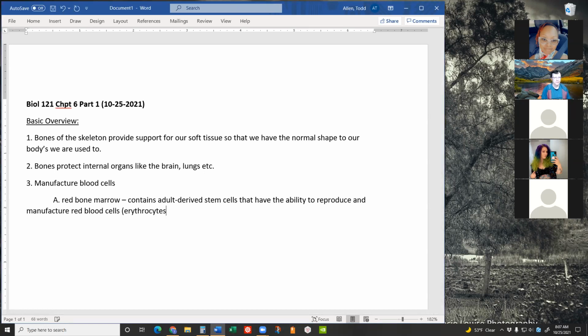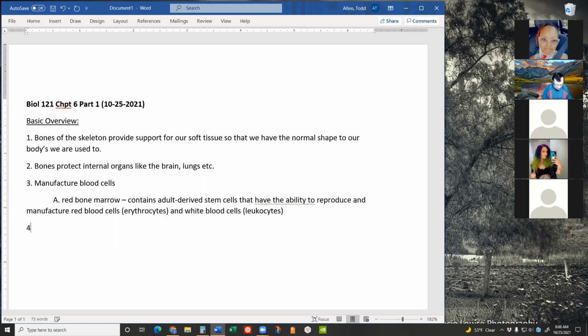Okay. So erythrocytes are the proper scientific name for a red blood cell. In general everyday life, we're just going to call it a red blood cell, but to a scientist, it is an erythrocyte. The red bone marrow has the ability to manufacture red blood cells, properly called erythrocytes, and white blood cells, properly called leukocytes.